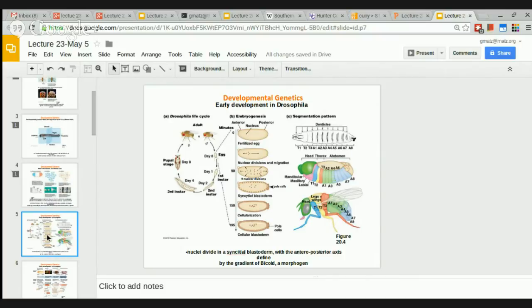So the development of the fly is shown here on your left. That development, depending on the temperature, takes 9.5 to 11 days. That's about the generation time. So you see it's a fast generation time. And the number of progeny is in the hundreds, as you know.